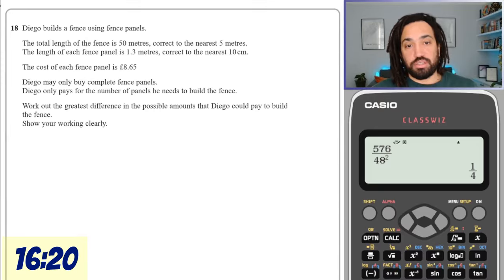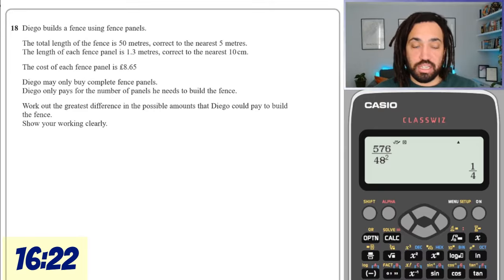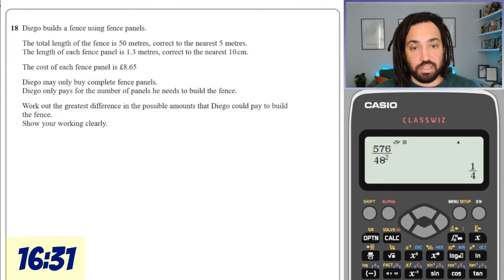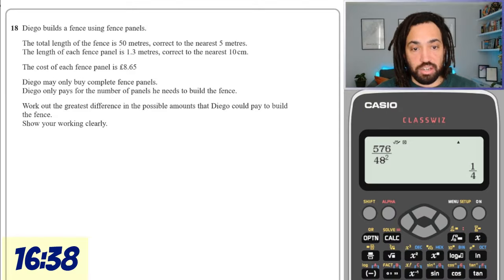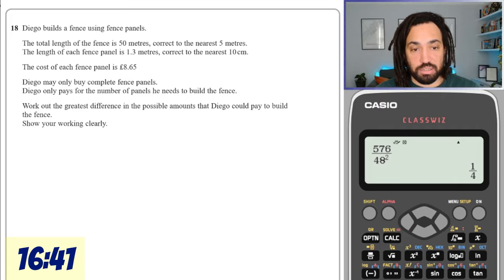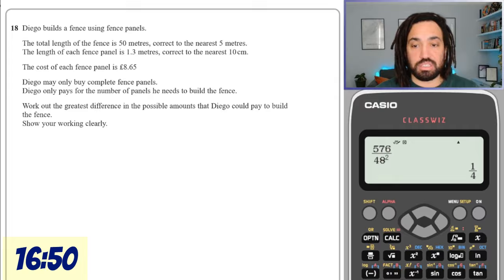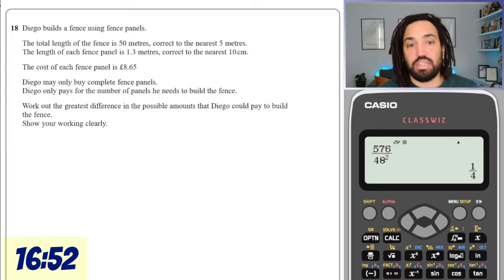Diego builds a fence using fence panels. Good idea. The total length of the fence is 50 meters, correct to the nearest 5. The length of each fence panel is 1.3 meters, correct to the nearest 10 centimeters. The cost of the fence is this. Diego may only buy complete fence panels. Diego only pays for the number of panels he needs to build the fence. Work out the greatest possible amount that Diego could pay.